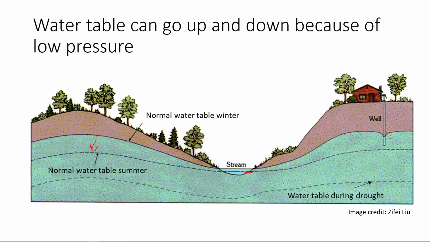During a drought period, your water table could go much lower, and as your water table goes much lower, guess what will happen to this stream? That will become a dry stream. So that will dry out completely. That will be a dry stream, and that would also be a dry well.